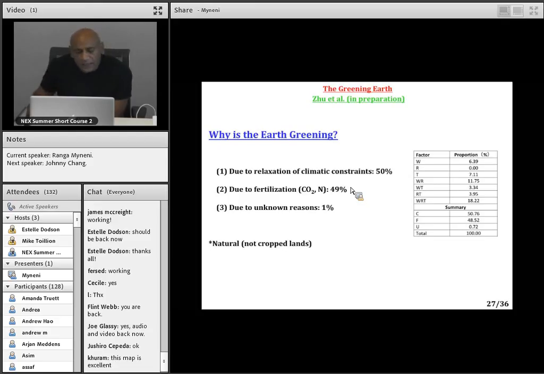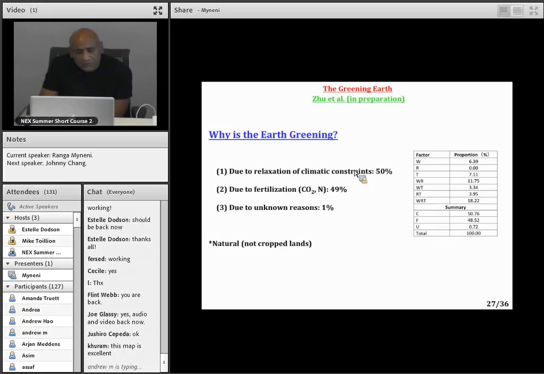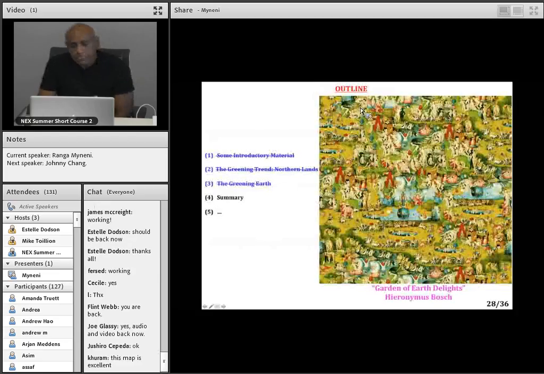So that is an answer. The analysis as far as the relaxation of climatic constraints is reasonably rigorous. The attribution to fertilization is somewhat speculative and not on very solid grounds, and we have to further refine this before this paper goes out to publication. So there you have the outline now.